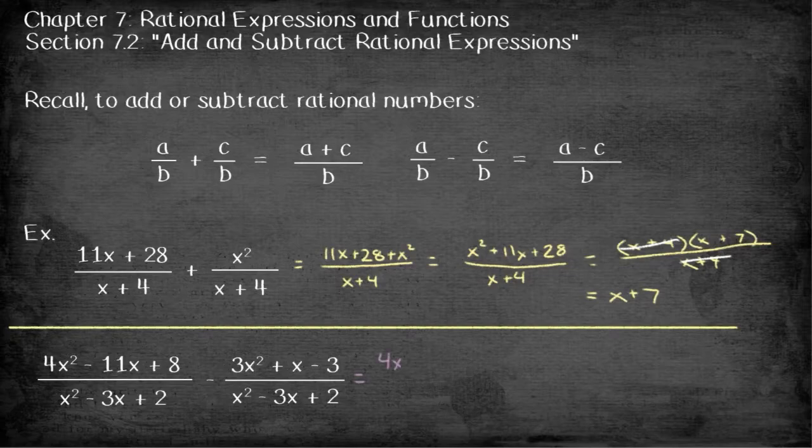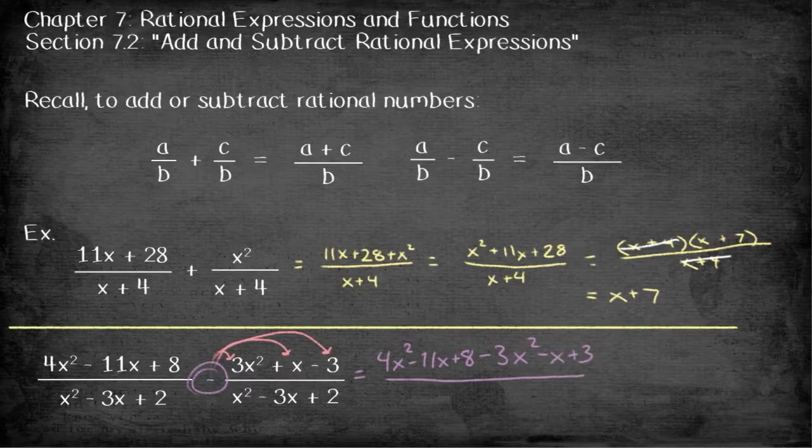4x squared. I want to draw your attention to what we're doing. We're subtracting. So we have to subtract the entirety of the fraction, which means we're going to have to take this negative sign and distribute it to each term in the polynomial. I have minus 3x squared minus x and plus 3 over this. And I want to simplify.